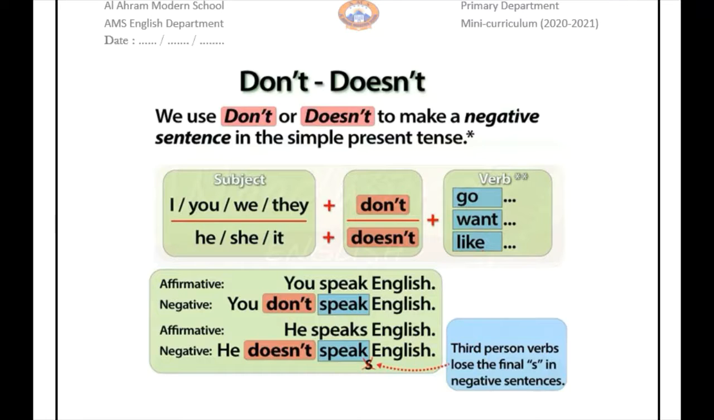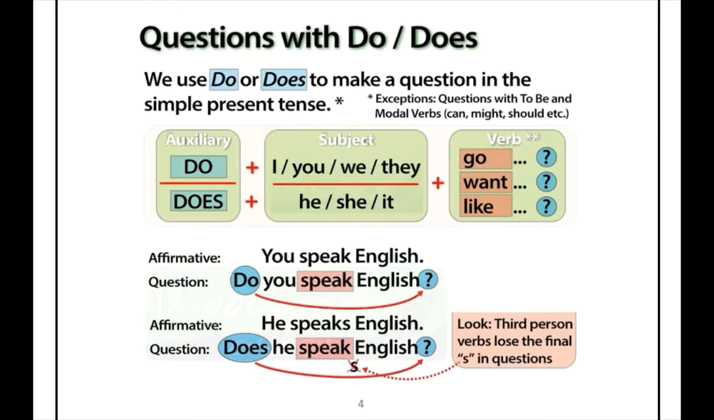Another example, he speaks English. To transfer this affirmative sentence into negative, we say, he doesn't speak English. Please remember that third-person verbs lose the final s in negative sentences.